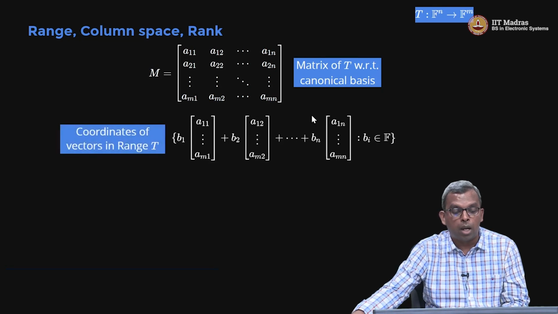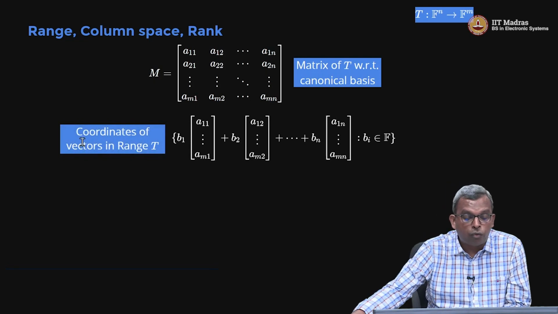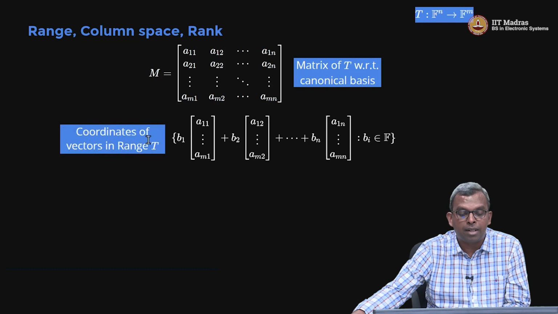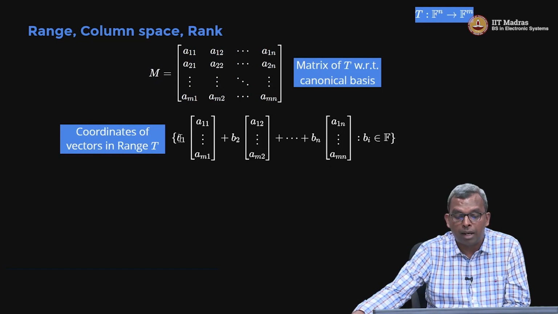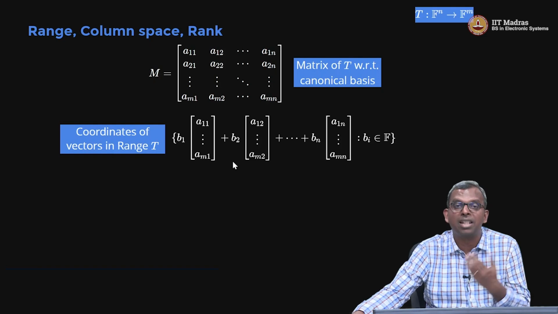Okay. Now, the coordinates of vectors in range T: supposing I look at all the vectors in range T, what will be the coordinates? I take arbitrary B1 to Bn from the field F, and then do scalar multiplication and addition, basically a linear combination with those coefficients of the columns of M. As I vary all Bi over all possible values in F, I get all possible output coordinate vectors. Basically, I get everything in the range.